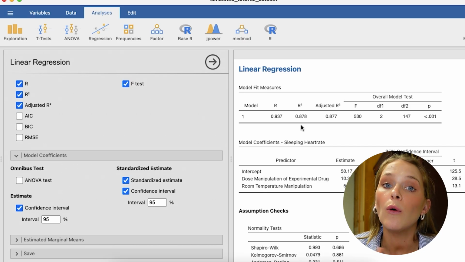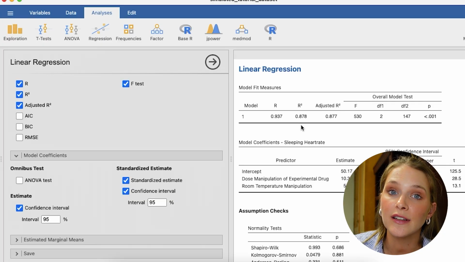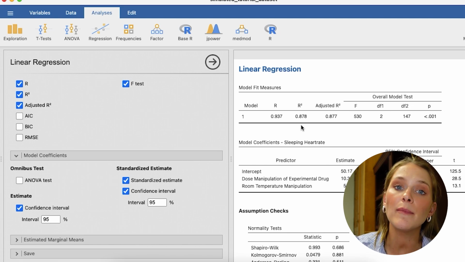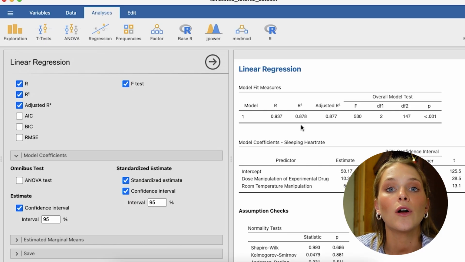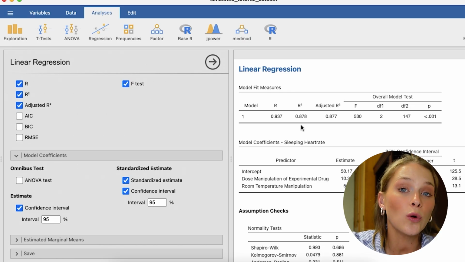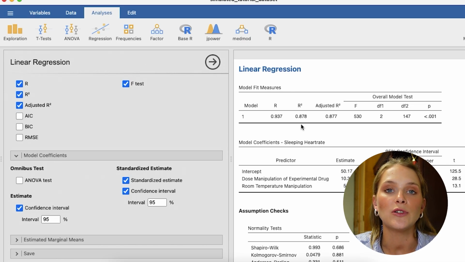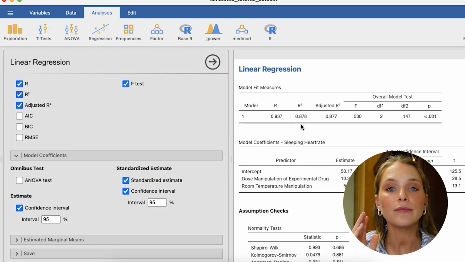However, we don't know which predictors are statistically significant, or if they both are, or how much they contribute to the model. That we will find out in the next table. So for this table, all we know is, yes, something about this model significantly predicts our outcome of sleeping heart rate. We're also given a value here called R and R squared. So R tells us a correlation. It's a correlation coefficient, the correlation between the outcome and the predictors.